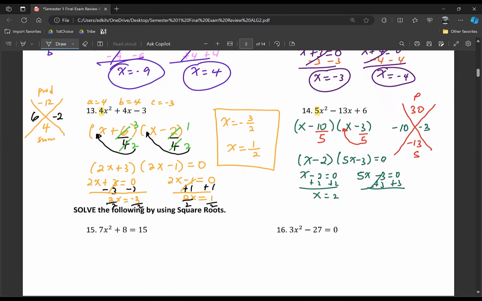Alrighty, and those cancel. So you have 5x equals 3. Divide both sides by 5, like that. X ends up being 3 over 5. So you have this and you have that. Those are your two answers.